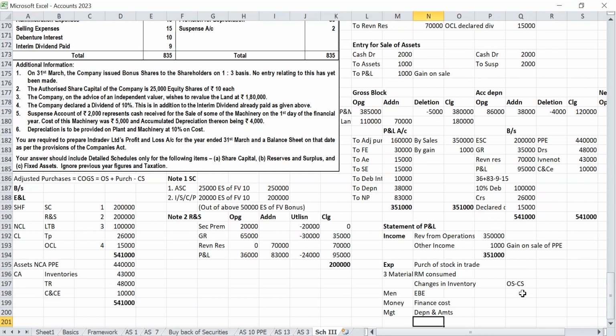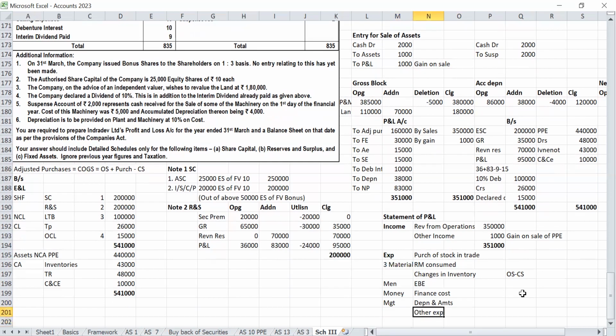Just for understanding purpose I'm saying. Then last are miscellaneous expenditure, other expenses. So only this much items are there. So 3 plus 3, then 1 last other expenses. So in this question, adjusted purchases, only one number is there. 1,60,000 adjusted purchases. Then debenture interest will come under finance cost. Interest means finance cost. So debenture interest 10,000. Depreciation and amortization you are having 38,000. Depreciation for tangible PPE, amortization for intangible.